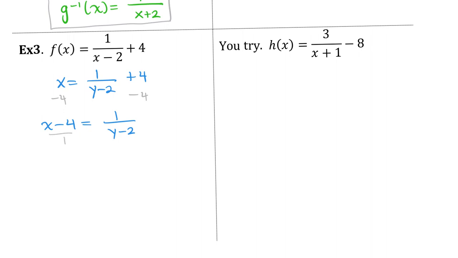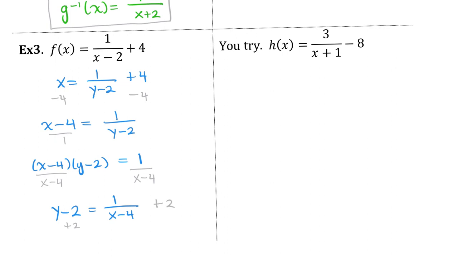Now when I cross multiply, I'm not going to distribute it because it's going to make it worse for me later. So I'm just going to do x minus 4 times y minus 2 equals 1 times 1 is 1. Now I want to get the y by itself, so I'm going to divide by the x minus 4. And yes, it's going to look weird. So I get y minus 2 equals 1 over x minus 4. Now I'm really close. I just have y minus 2, so I'm going to plus the 2. And this is a normal 2 at the end.